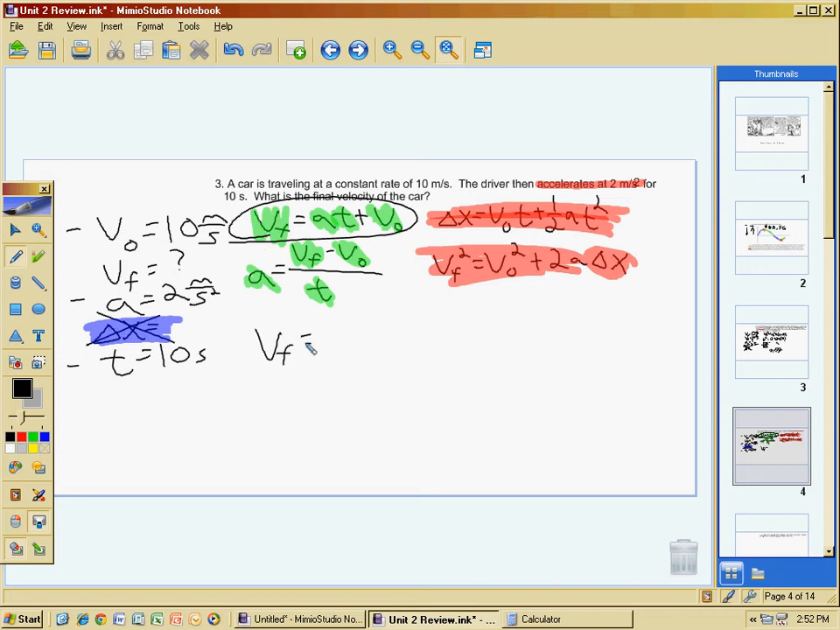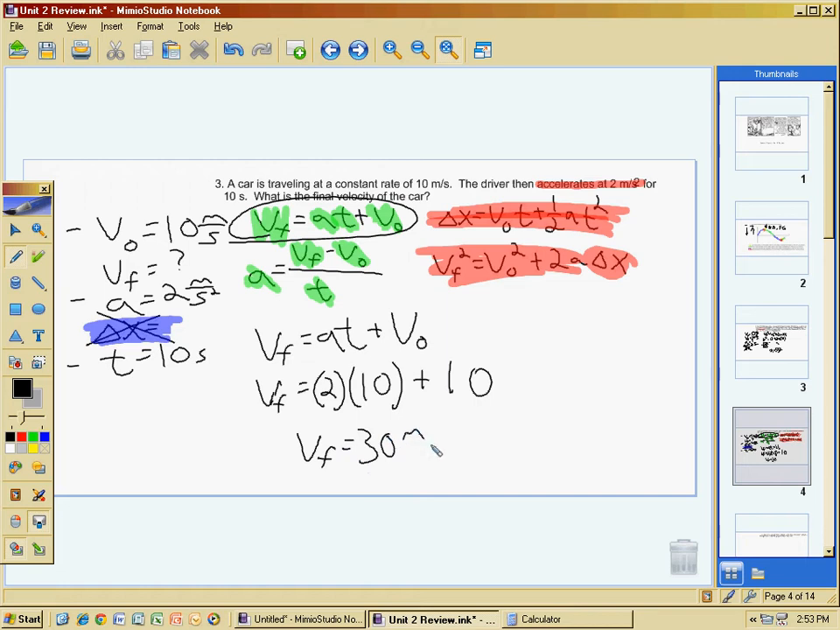So we have V final equals at plus V naught. Alright, so now at this point we just plug in our variables. We have V final. We're given our acceleration of 2 meters per second squared. We're given our time of 10. And we're given a V naught of 10. A little bit of simple mental math gives us 20 plus 10, which gives us a V final of 30 meters per second.